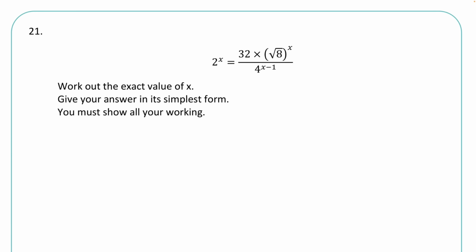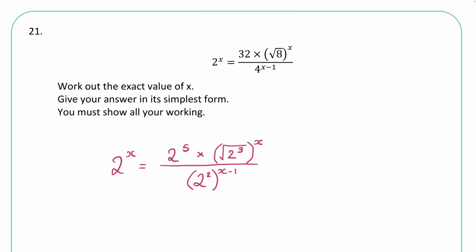Now spotting that is probably quite an important part of this topic, but we're going to rewrite all these numbers as powers of 2. So if we go about doing that, we have 2 to the power of x is equal to, on the top there, we have 32. 32 is 2 to the power of 5, multiplied by, in the bracket, we have the square root of 2 cubed, and that's all to the power of x. And that's all over. 4 is 2 squared. I do have to introduce a bracket here, because the 2 squared is to the power of x minus 1.